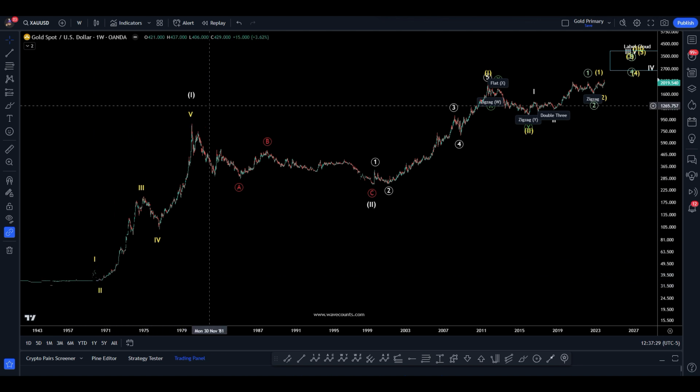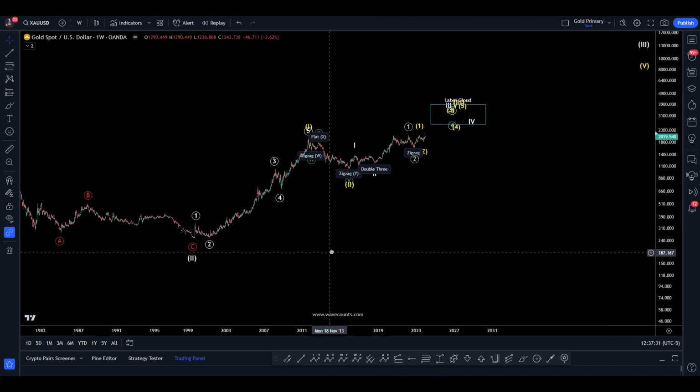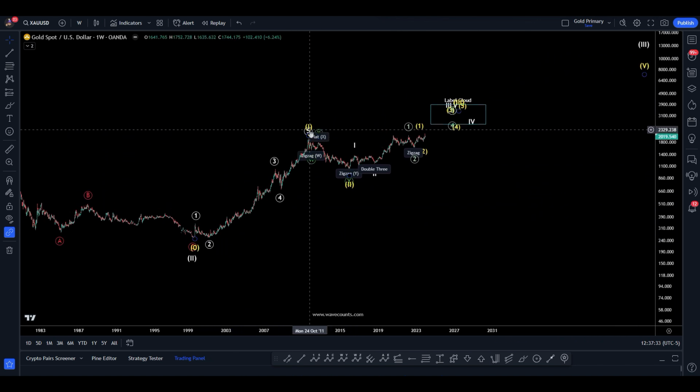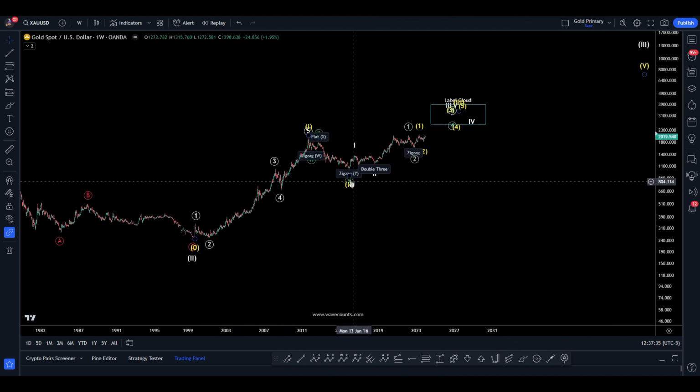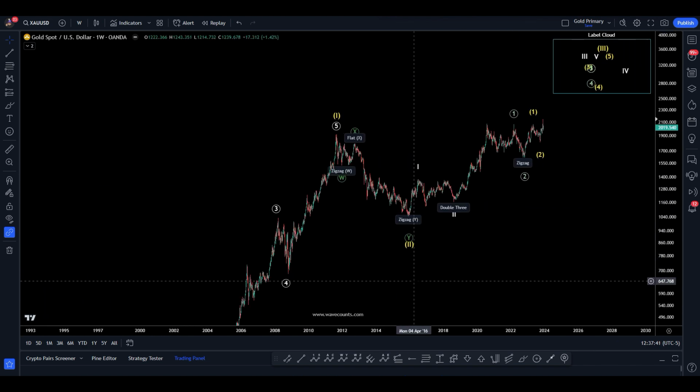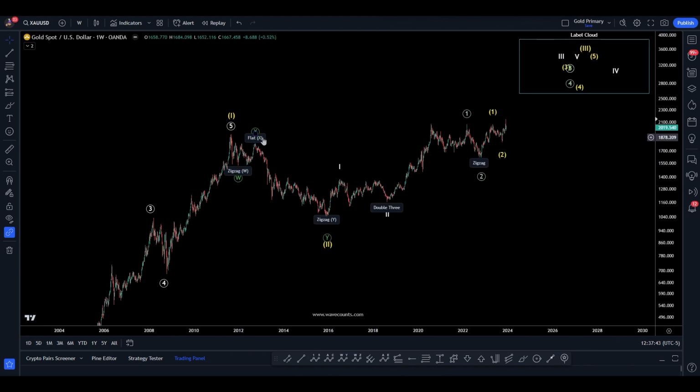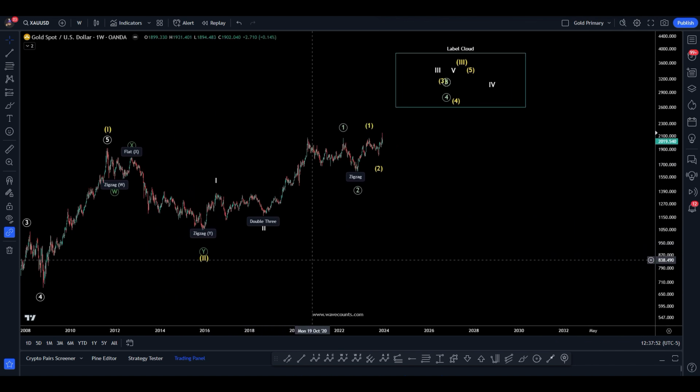Here's a 1, and then you get a zigzag for 2, and then you get an impulse for 1, and you get a zigzag for 2. You can zoom into these. I have them labeled on smaller time frames, but you have a zigzag here, a flat for X, a zigzag for Y.